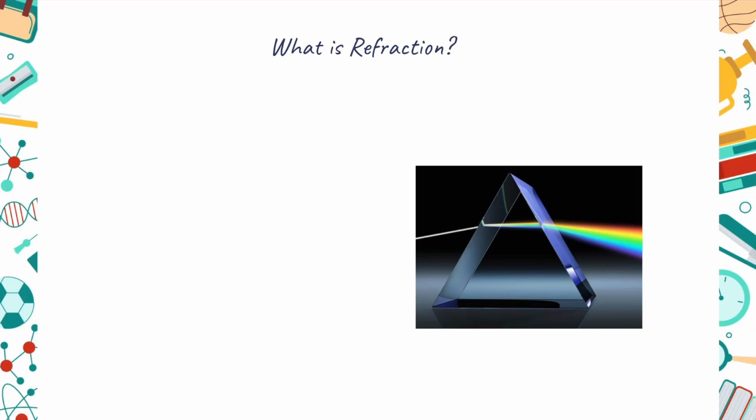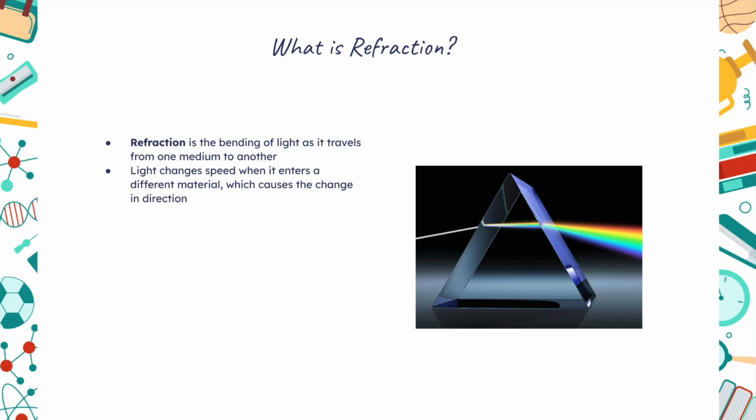So, definition-wise, what is refraction? Refraction refers to the bending of light as it travels from one medium to another medium, both of them which have different densities. Light changes speed when it enters a different material, which causes the change in direction, or the bend as we would see it.